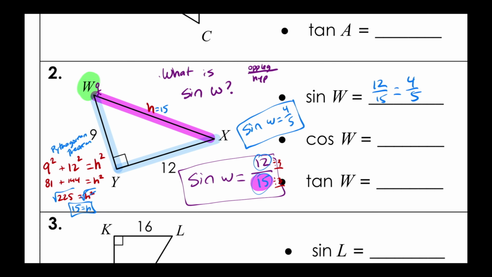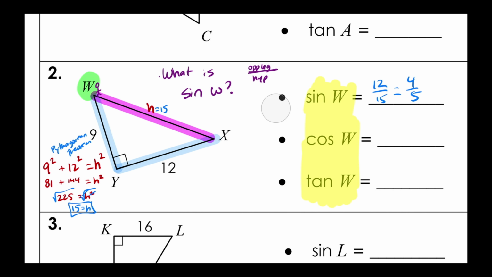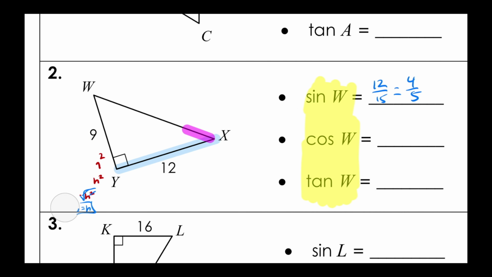If I wanted to finish this chart and do cosine and tangent, let's do that. Let me erase all this mess. Okay, so we know, again, that these are the legs. This is the hypotenuse, and we figured out what the hypotenuse was. We figured out that this was 15.